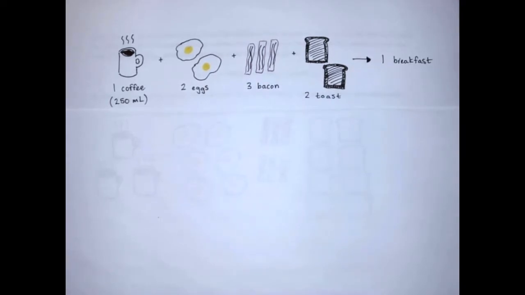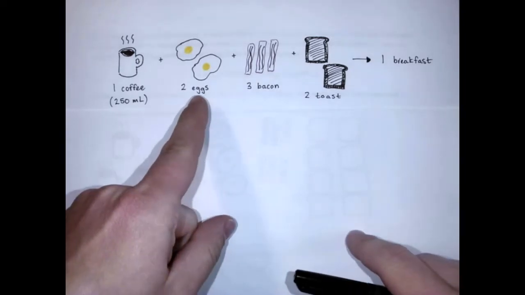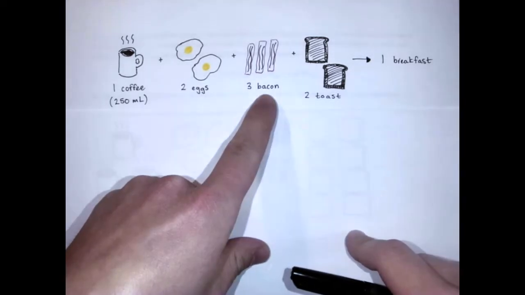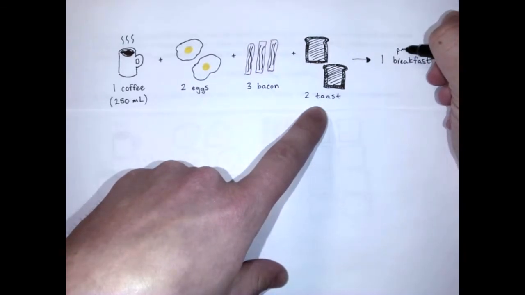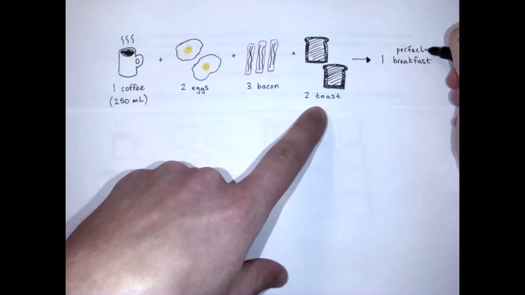We're going to explore a concept that's very important to stoichiometry called the limiting reactant. To introduce the limiting reactant, we're going to return to our example of the perfect breakfast. A few videos ago, I outlined what I thought was my perfect breakfast: 1 cup of coffee, 2 eggs, 3 pieces of bacon, 2 pieces of toast, and this makes the perfect breakfast.